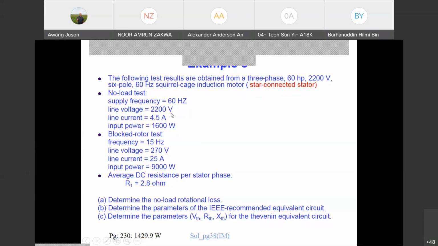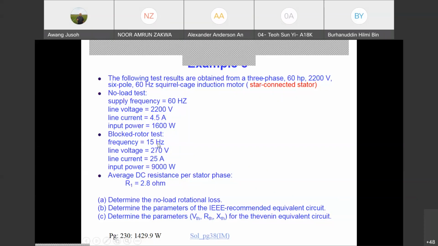Current, power, voltage. Okay, and then we do the second test, which is the blocked rotor test. We block the rotor, we lock the rotor so it cannot move. We increase voltage slowly up to 270 volts. So this 270 volts gives us line current of 25 ampere. So we know that this is rated current for the machine, but it's not mentioned there on the top. That means we know that this 25 amps actually is the rated machine current. Maximum current that can flow in the machine equals 25 ampere. And frequency 15 Hz. Why?